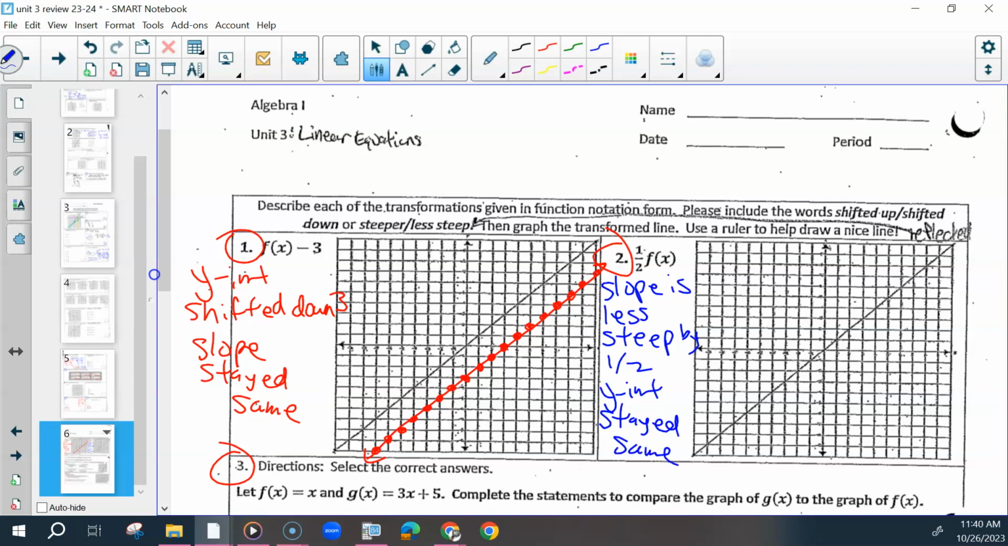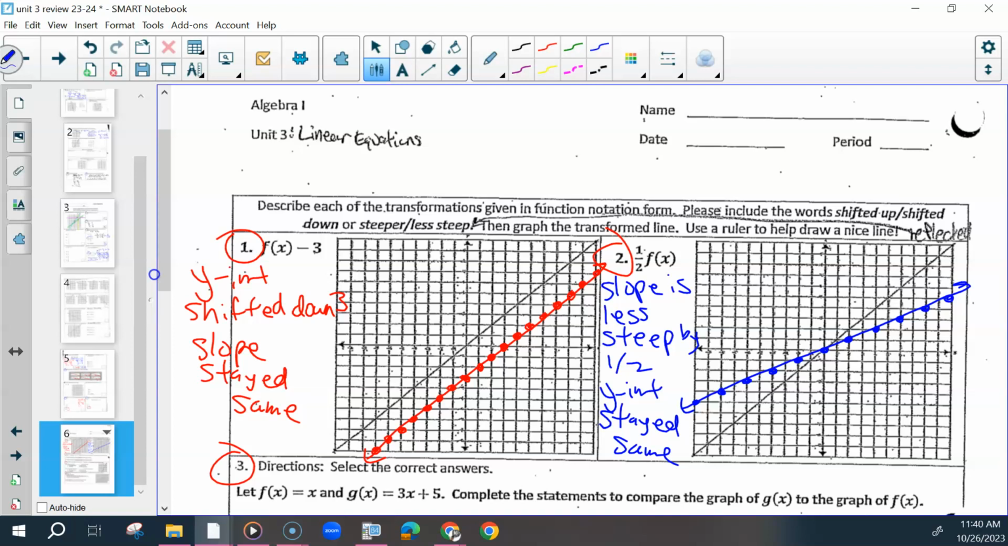So if the y-intercept stayed the same, we're going to put a point at our original 0, 0. And what would our new slope be? How would we graph that? Up 1, right 2, as many times as possible. Down 1, left 2, as many times as possible. These did not have a reflected option, but if you see a negative in front of your f of x, that would be your slope has been reflected.